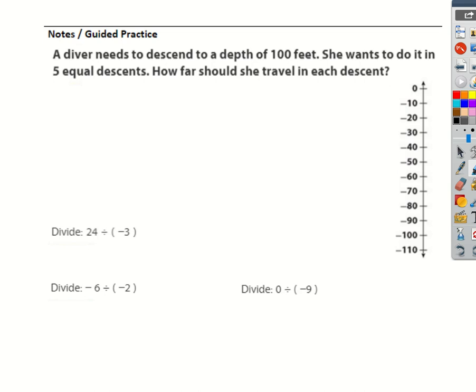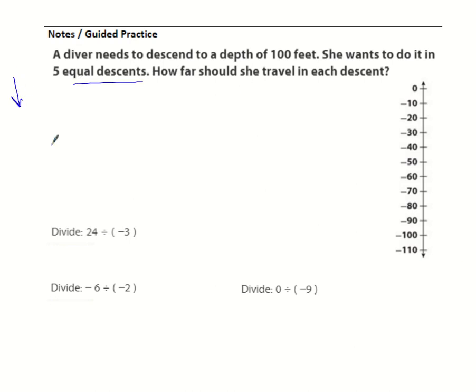Okay, let's look at your word problem. Go to your guided practice. It says a diver needs to descend to a depth of 100 feet. She wants to do it in 5 equal descents. How far should she travel in each descent? What does descent mean again? You need to pull apart the vocabulary. Descent means going down. If the diver wants to go to a depth of 100 feet, we're going to assume they're starting at 0 and they want to go down to negative 100.